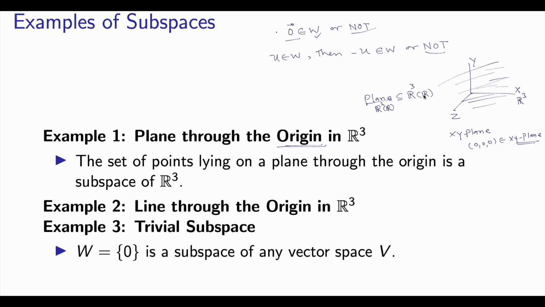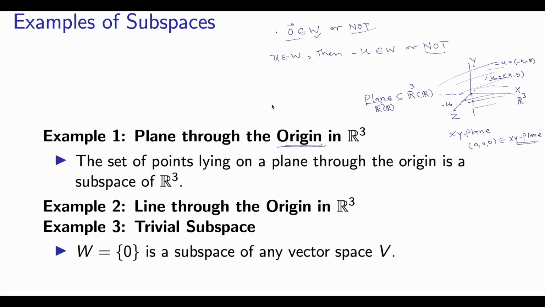R2 is a subset of R3, and the zero vector also belongs to it. If you take any u here, which is (x, y), then you check whether minus u is here or not. Minus u is going to be (minus x, minus y), so x negative, y negative. That point will be somewhere here. So minus u will also be there. So this is clearly a subspace.